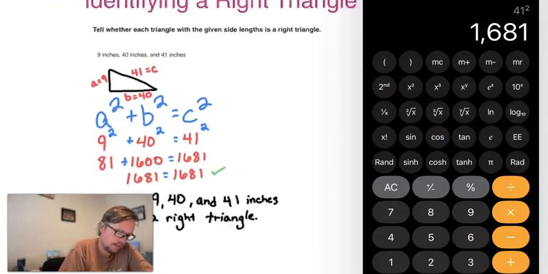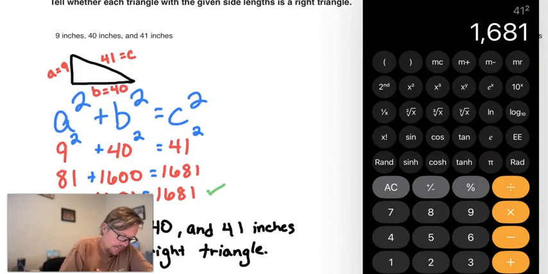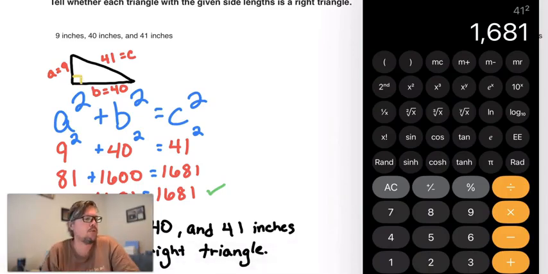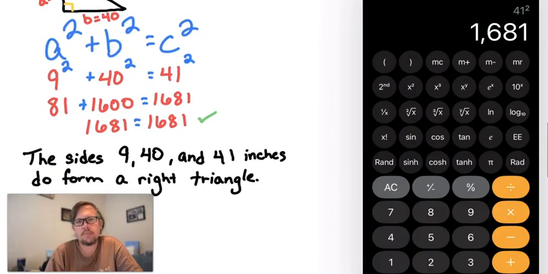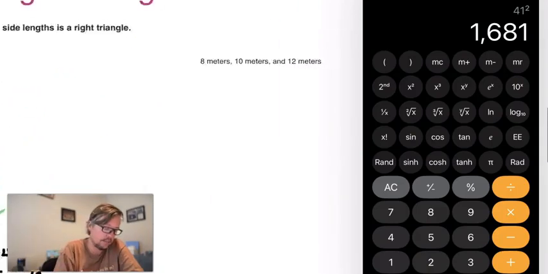So if I went back to my diagram now, it would be appropriate for me to add in that right angle measurement now that I have proven this is a right triangle. They do form a right triangle. Okay, let's take a look at a second example.